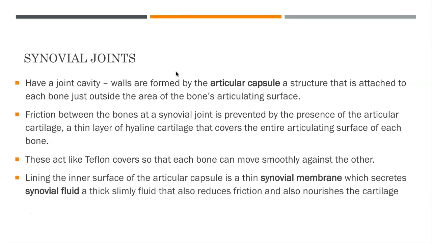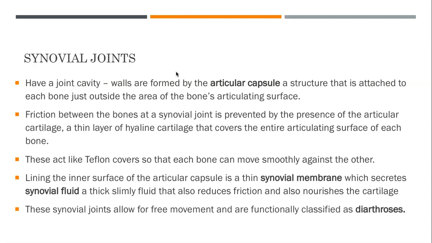The other thing that reduces friction is the stuff that lines the inner surface of the articular capsule, which is called the synovial membrane, which we've heard before, secretes synovial fluid. Synovia means thick, basically, and so it is just a thick, slimy fluid that also reduces friction and nourishes the cartilage because there are no blood vessels in there.